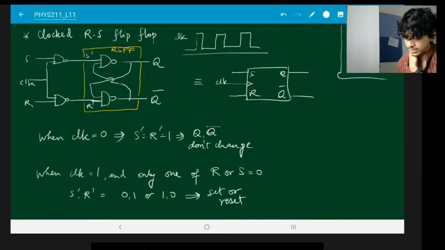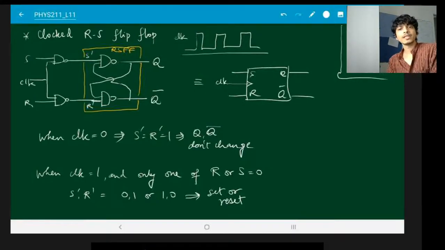If clock is 0, then no matter what happens to S and R, it doesn't matter. You are not going to be able to change the state of your flip-flop. But it's only when clock is 1 that you can change it. So one additional layer of control you have got over here.